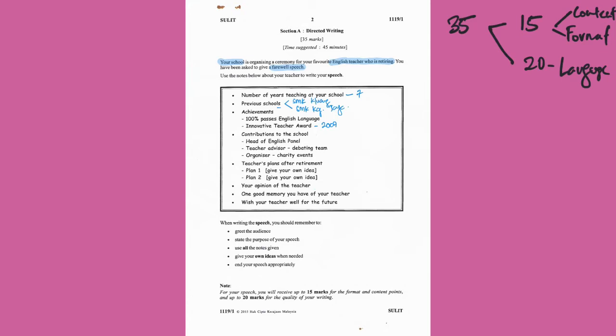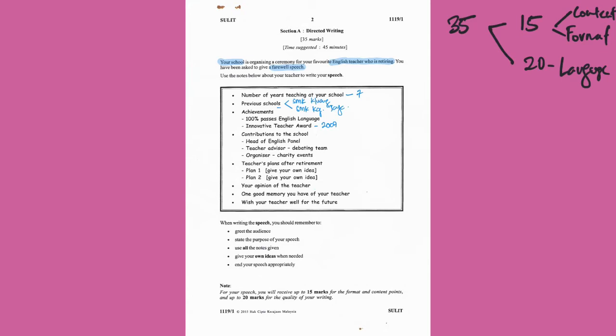And then contributions to the school. She's the head of English panel. Simply put that in the sentence. Mention that she is the head of the English panel. That is one of the contributions to the school. Maybe she has been the head of the English panel for like 10 consecutive years or something. And then you have teacher advisor for debating team. She's been coaching the debating team, and then maybe they won at so many levels.